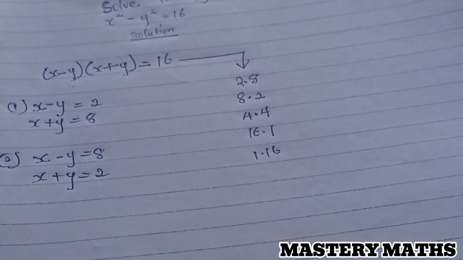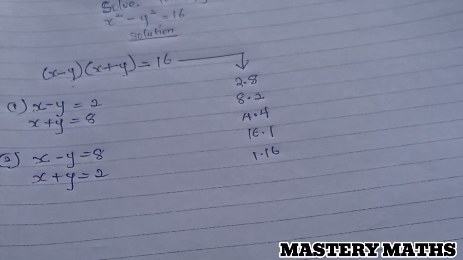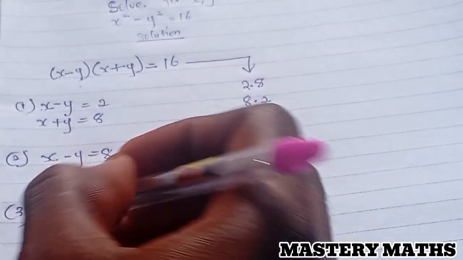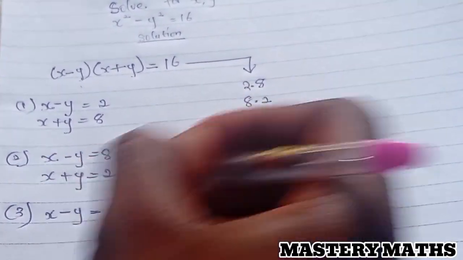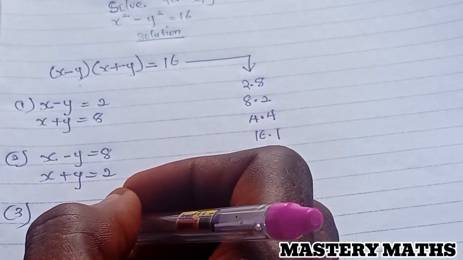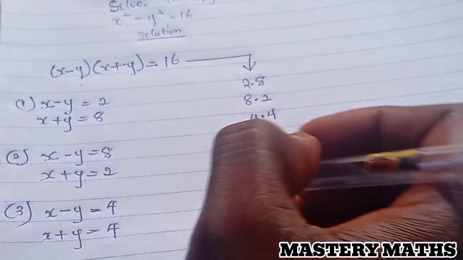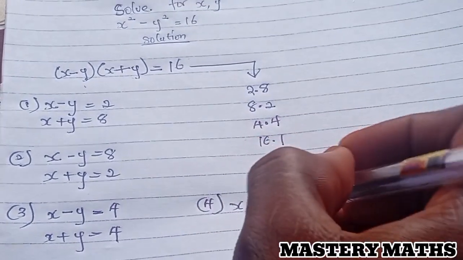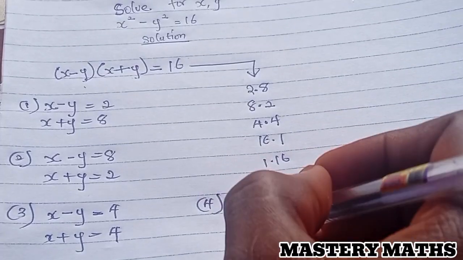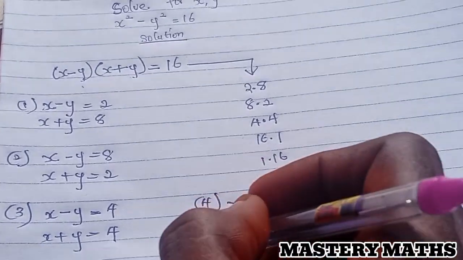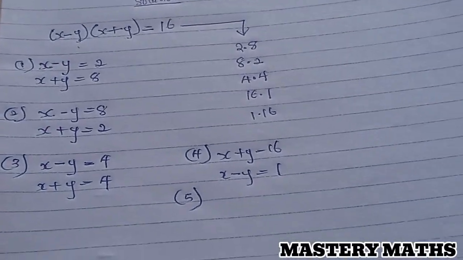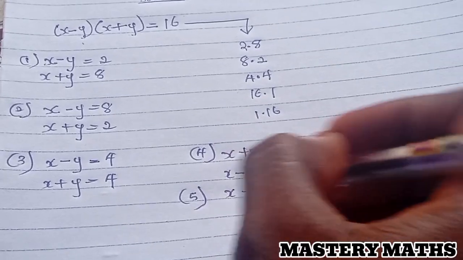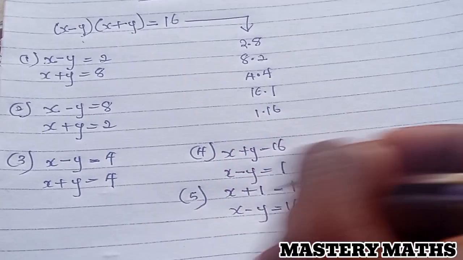Then after this, what should be the next one? The next one is equation 3. You have x minus y equal to 4 and x plus y equal to 4. And we have our equation 4, which gives us x plus y equal to 16 and x minus y equal to 1. Now let's go to the next one, which is equation 5, where you have x plus y equal to 1 and x minus y equal to 16.